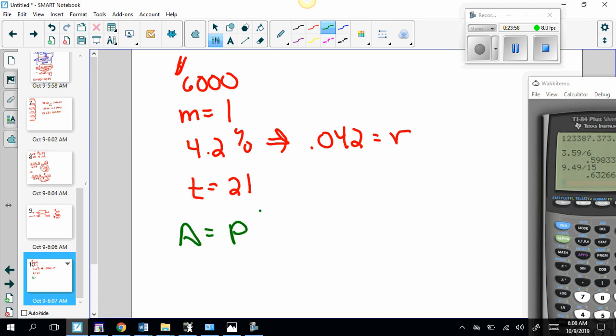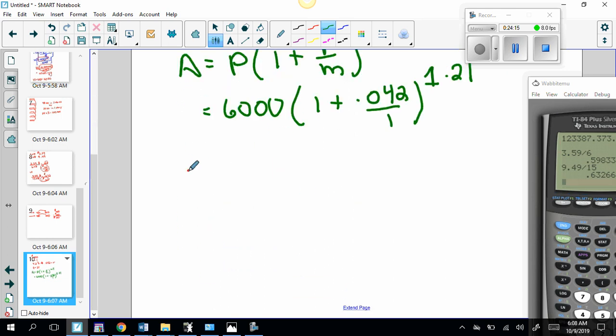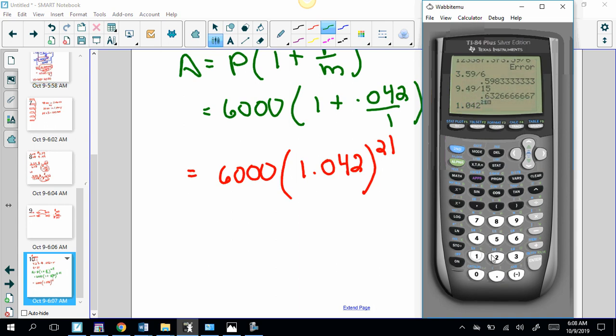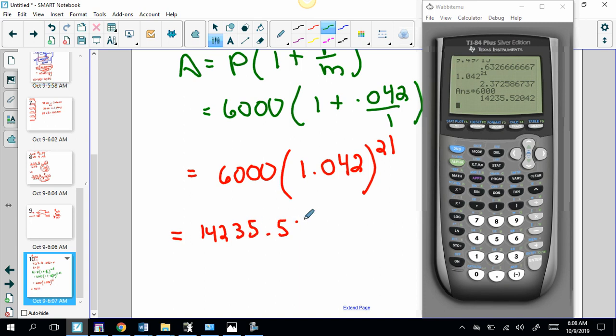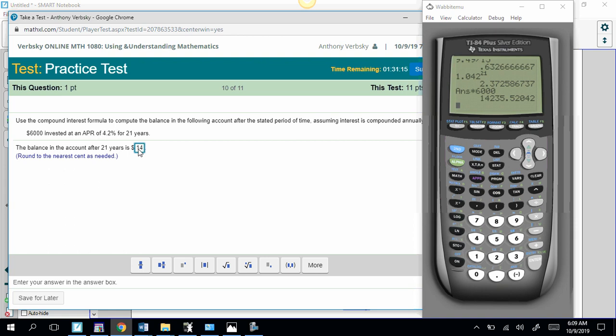A equals P times 1 plus R over M to the MT. 6,000 times 1 plus 0.042 over 1, to the 1 times 21. 6,000 times 1.042 to the 21st. 1.042 raised to the 21 times 6,000 gives 14,235.52. Boom. Leave it. 1, 4, 2, 3, 5.